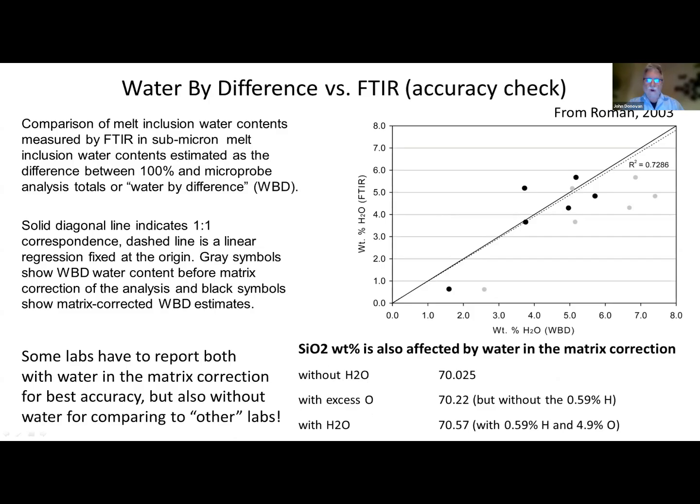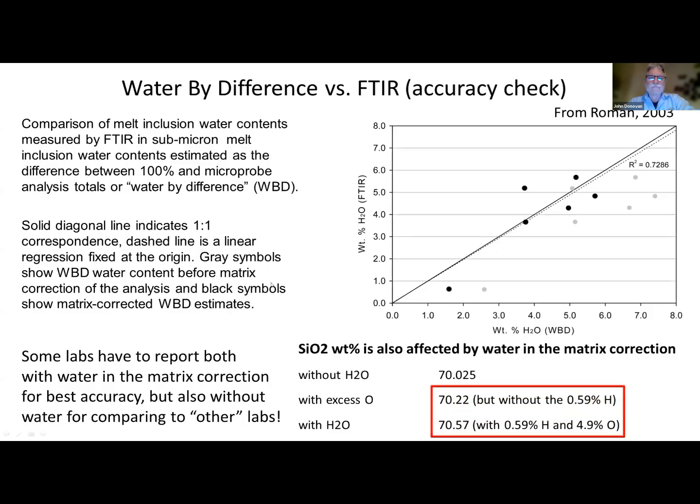Without water in our calculation, we're getting about 70% silicon, SiO2. If we add the excess oxygen in, but without the hydrogen, we're getting 70.22 weight percent. With the hydrogen, we're getting 70.57. You'll notice that we had a larger effect just adding the hydrogen in. You wouldn't think hydrogen would have that much of an effect, but it does. So include all the elements in your sample for the matrix correction, whether you measure the element or not.